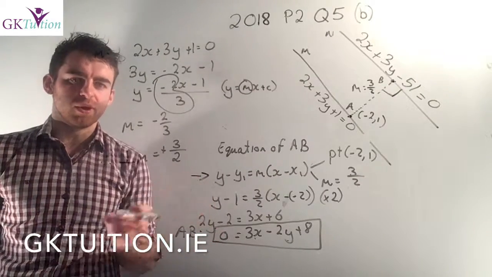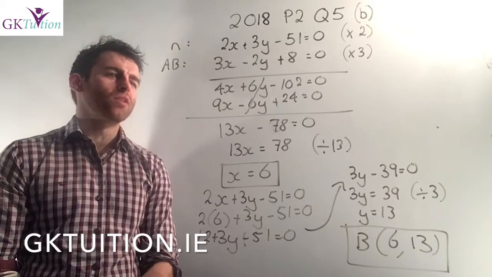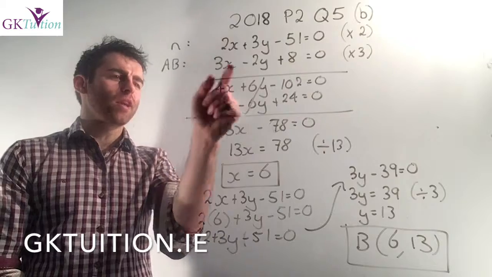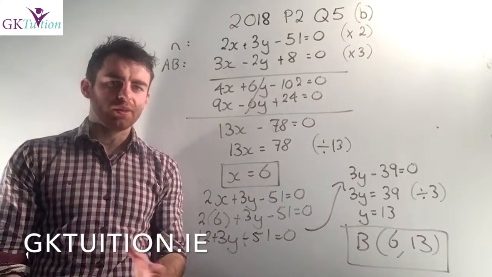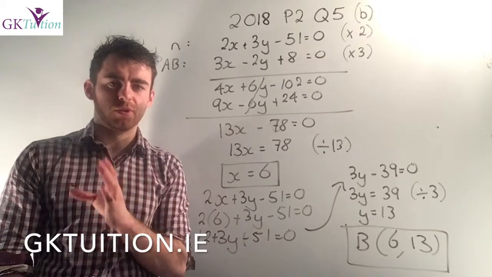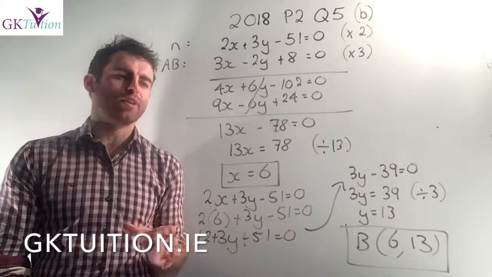So try it yourself before you watch the end of this video. So we have a relatively straightforward simultaneous equation here. N is 2x plus 3y minus 51. AB is 3x minus 2y plus 8. Clearly, remember on your diagram, the point of intersection is clearly the coordinate B, which is what I'm looking for. So if I do a simultaneous equation, my answers will be the coordinates of B.